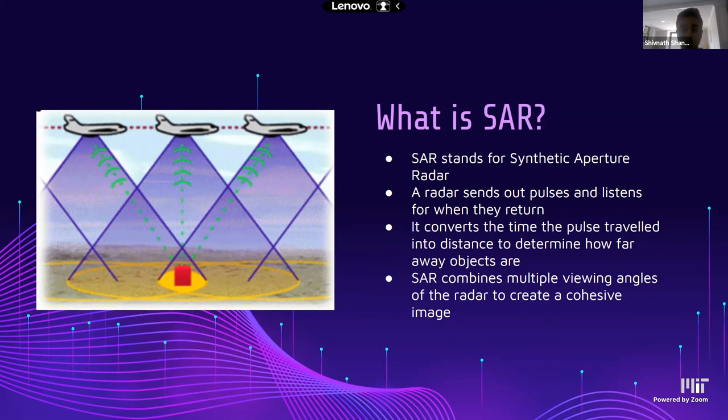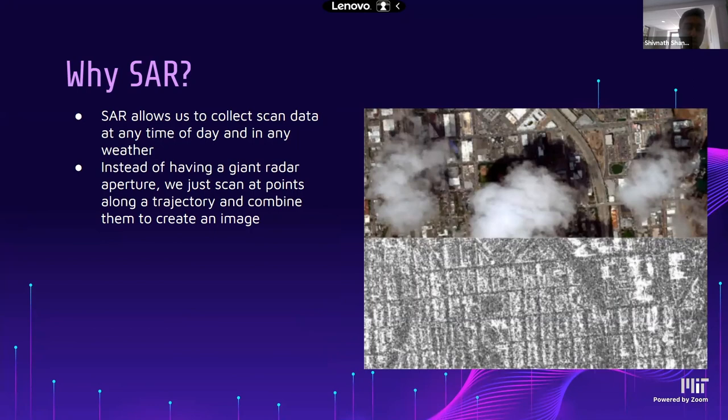So why do we use synthetic aperture radar? SAR allows us to collect scan data at any time of day and in any weather. So compared to normal imaging, we wouldn't be affected by natural phenomena. Like you can see on the image to the right, we have clouds, but in the bottom image, we do not, which is a SAR image. And instead of having a giant radar aperture, we can just scan at points along a trajectory and combine them to create an image. So there's less bulky hardware and more innovative software solutions in SAR.